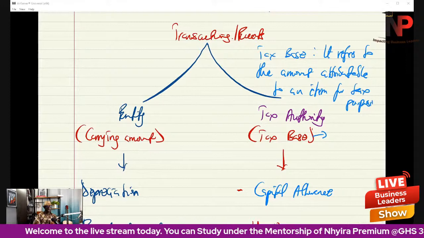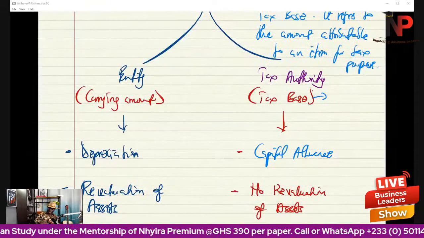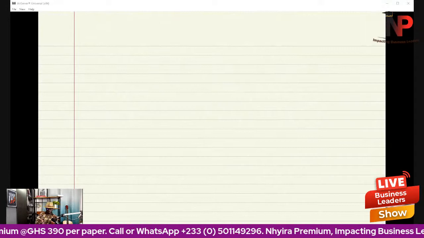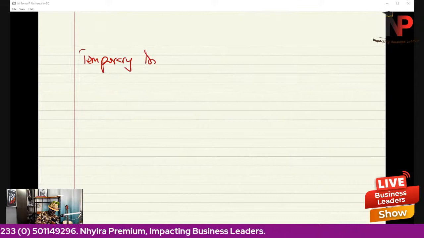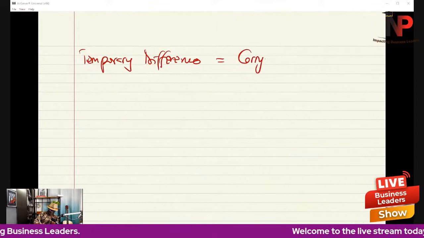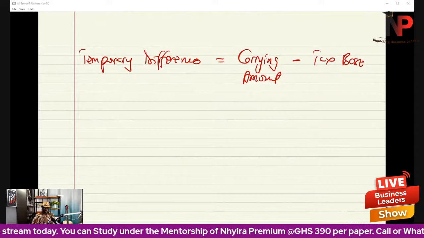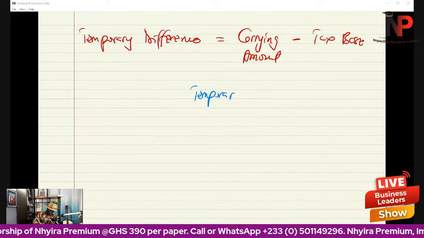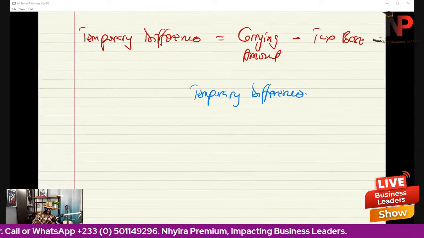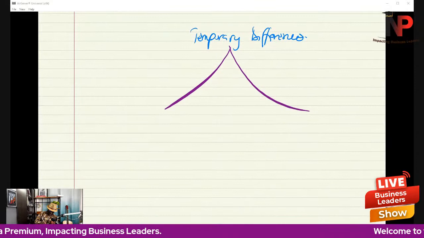So there is always going to be a difference between the carrying amount of the asset or the transaction and the tax base of the transaction. The difference between the carrying amount and the tax base is what we refer to as the temporary difference. That is going to be the carrying amount of the transaction minus the tax base of the transaction. But this temporary difference can have two implications. We can have what we call taxable temporary difference and deductible temporary difference.